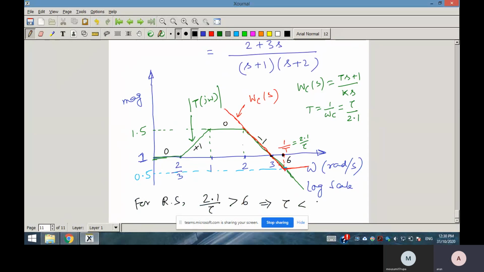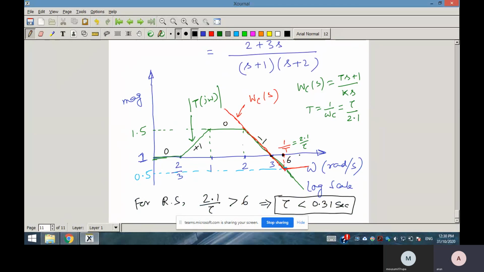No, yeah, it is 2 by 6. 2 by 6 means 0.3 second. Sorry, 1 by 3. 1 by 3 means 0.31, say, or 0.31 second. So this is the answer.